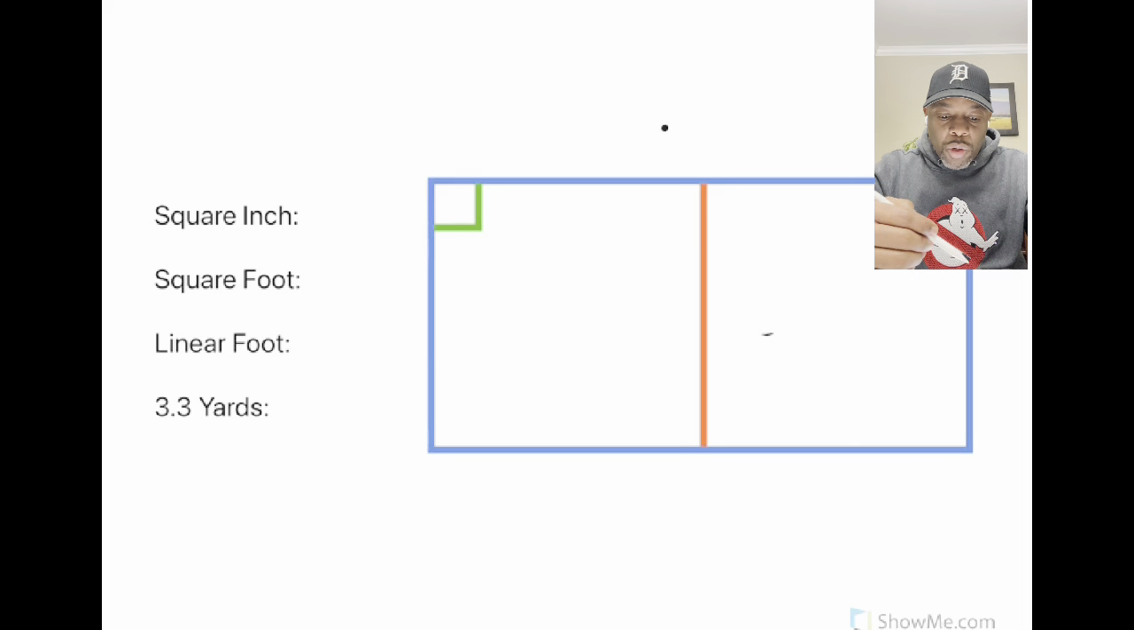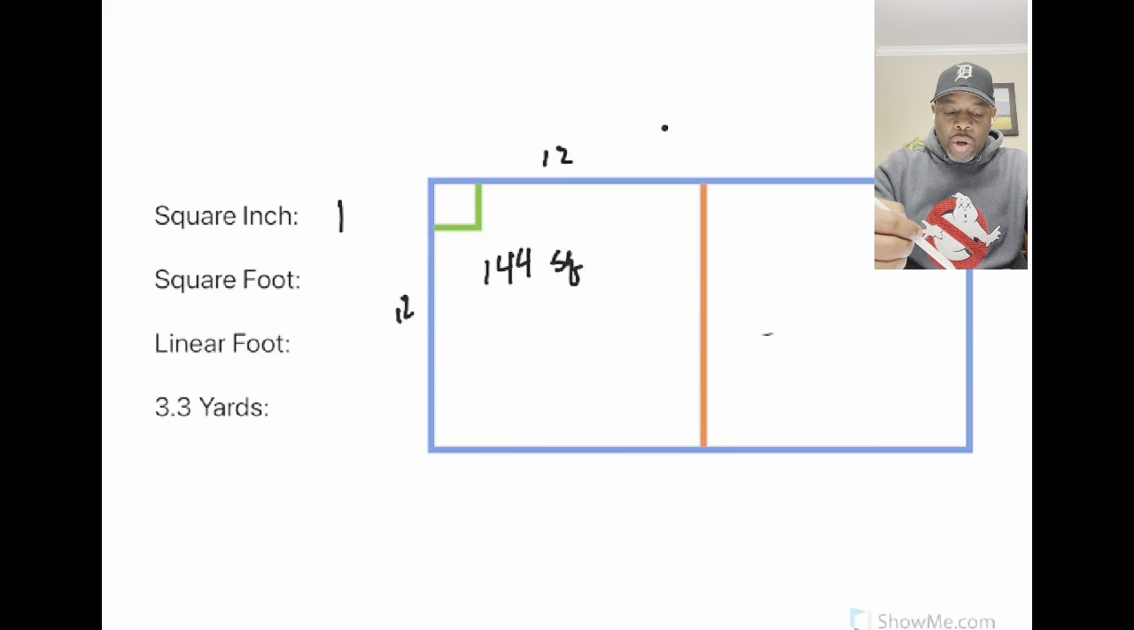So the first thing we're going to do, we're just going to start off with a square inch. So we got one square inch. When you start looking at this 12 by 12 here, so that's 12 by 12. So this one little square, that one image has 144 square inches inside of it, right? So when you're looking at your square foot, which is what that is, at 12 by 12, that has 144 square inches in it.